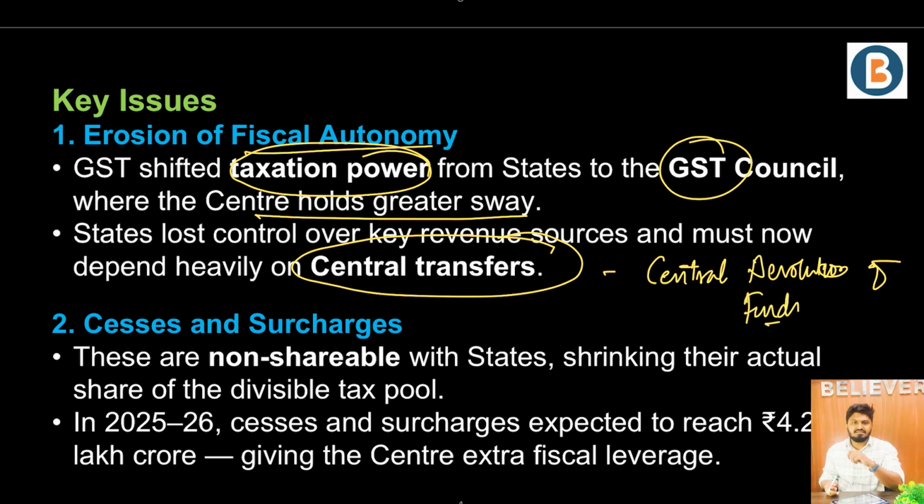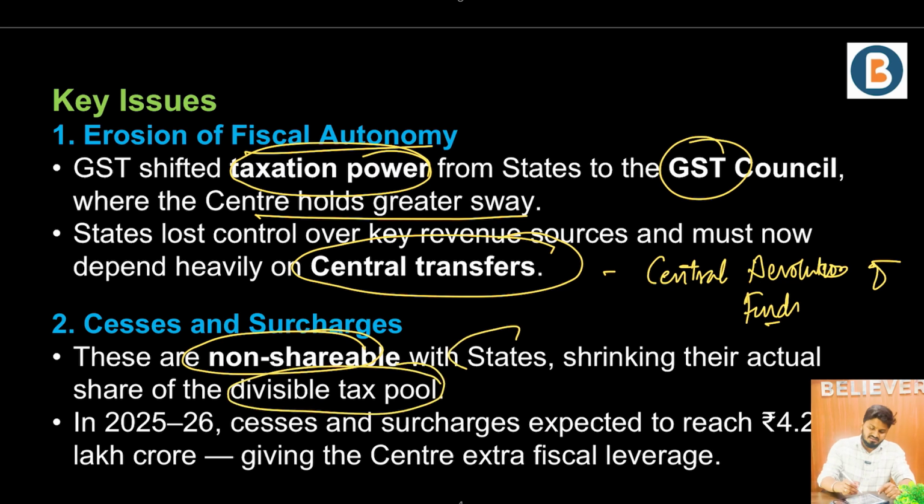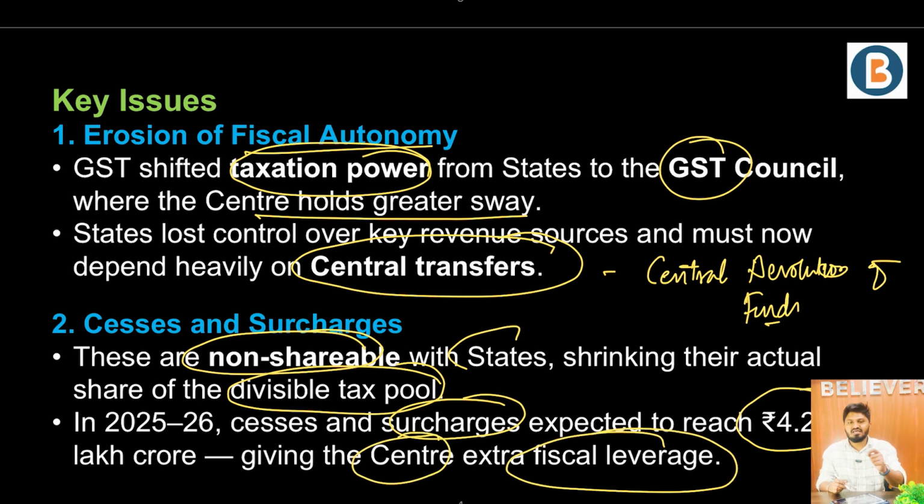Next, cesses and surcharges. These are non-shareable with the states, shrinking their actual share of the divisible tax pool. What is this? Cess is tax on tax, surcharge is tax on tax. Cess is for a particular reason or purpose, and surcharge is for various reasons. So these surcharges and cesses collected by the center are not part of the divisible pool of funds. They are kept separately, which means they are not necessarily transferred to the states. So most of the funds collected in surcharges remain with the center. In 2025-26, cesses and surcharges are expected to reach 4.23 lakh crore rupees, giving the center extra fiscal leverage, with the states losing their fiscal leverage.